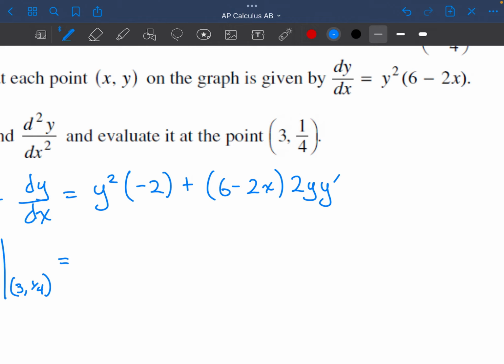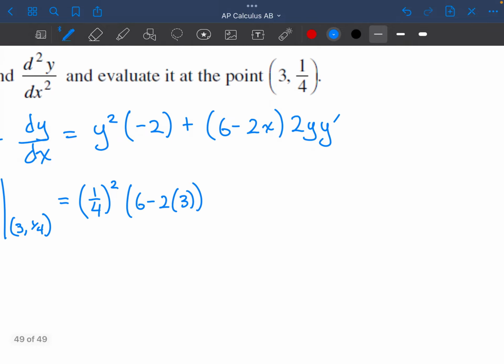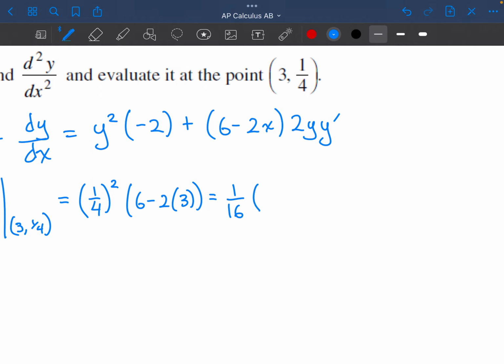So I have a 1/4 quantity squared, which is our y squared, and that's going to be times 6 minus 2. Okay, here comes my x. My x is 3. And I need to simplify this. So this is going to be 1 over 16 times, okay, wait, 6 minus 6 is 0, times 0. That's equal to 0? Oh, lucky us. All right, cool. That's nice.